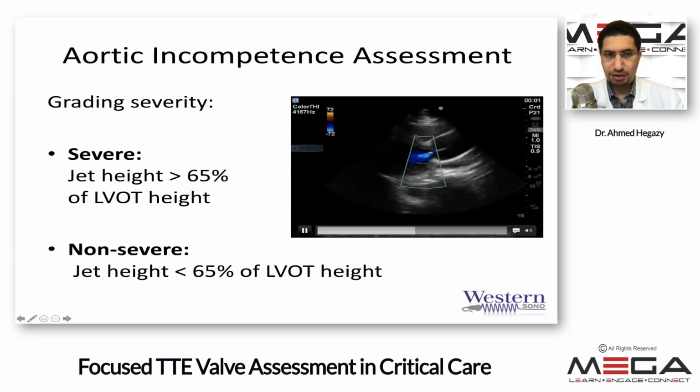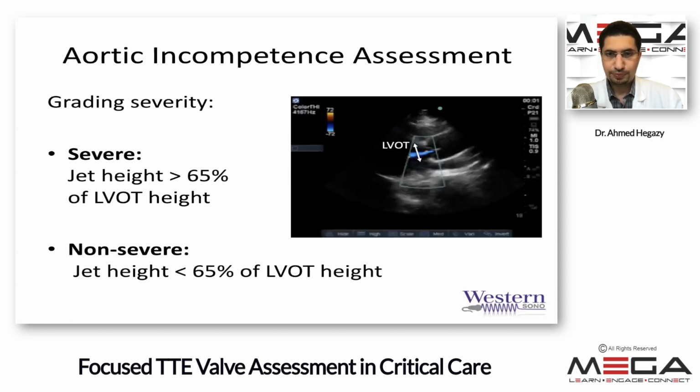How do you grade its severity? You can look at the height of the jet and whether the jet height in comparison to the LVOT height constitutes more than 65%. So if that jet height is greater than 65% of the LVOT height, that is an indicator of severe aortic incompetence. If it's less than 65%, that would indicate a non-severe lesion. And that's what I mean by LVOT height. You would compare the jet height to the LVOT height, and 65% is your cutoff for severe.